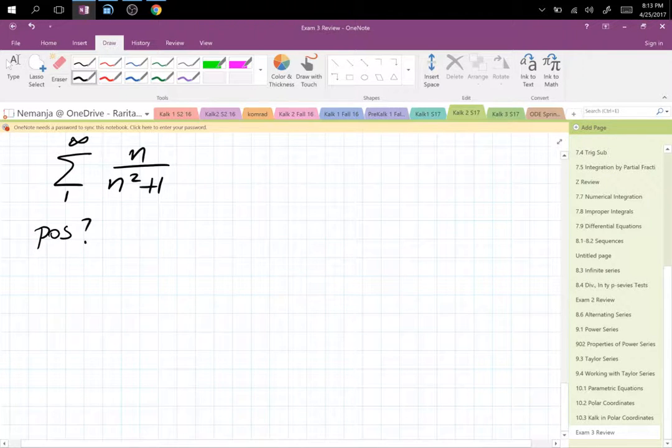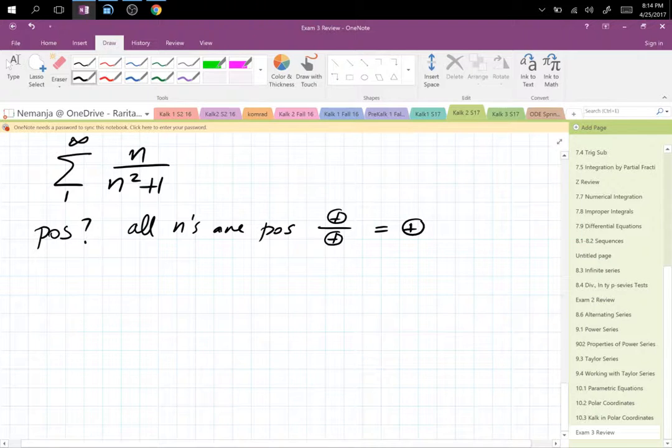Are the terms positive? Yes, they are, because all n's are positive, and we don't have any subtractions anywhere. You will write this out. Positive divided by a positive is positive, so all positive and done deal. Yes, good, nice. Is it decreasing?